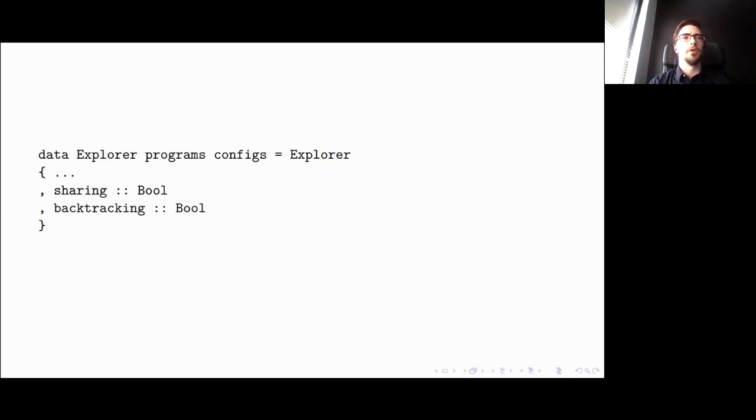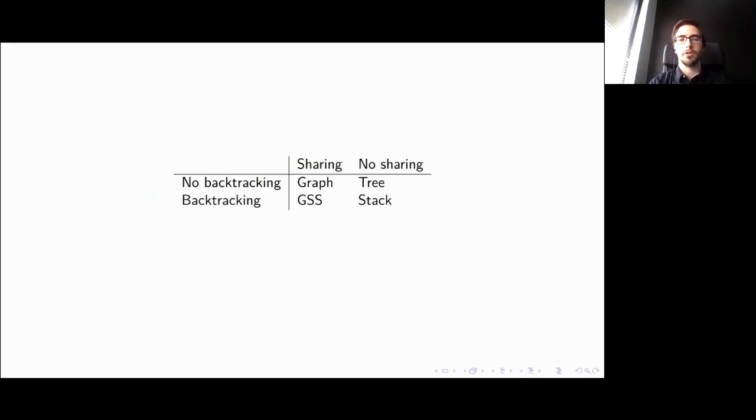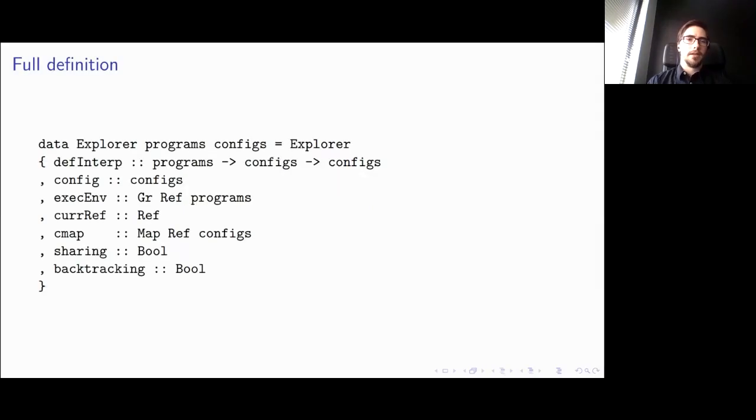We do that via two booleans, sharing and backtracking. Sharing the nodes if sharing is enabled, and backtracking the nodes if backtracking is enabled. And this captures the four different behaviors. When we have sharing and no backtracking, we have the graph. When we have no sharing and no backtracking, we have the tree. No sharing, backtracking, the stack. And with backtracking and sharing, we have the graph structure stack. Then this is the full definition of our exploring interpreter that is language independent.